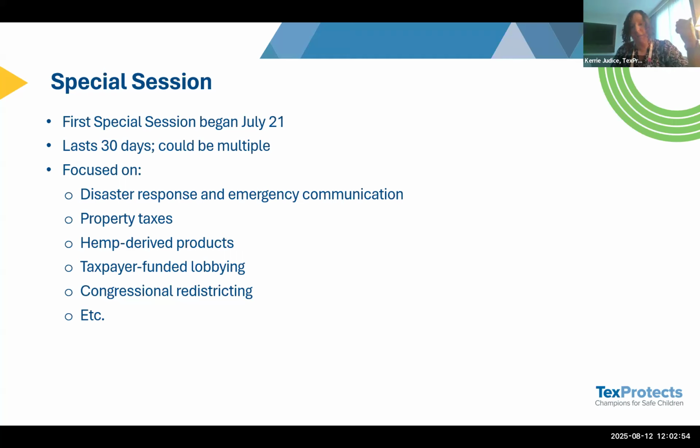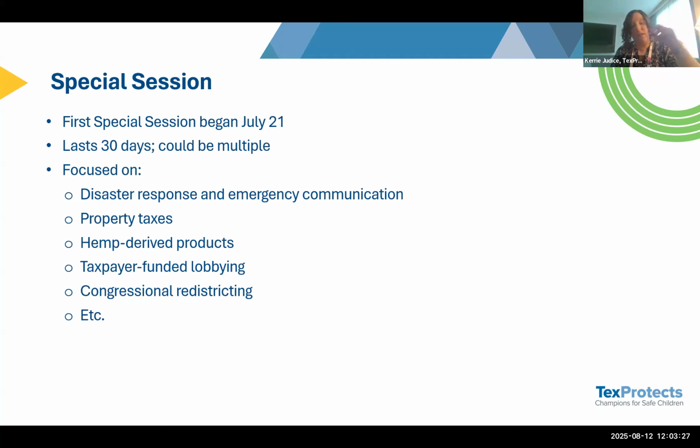They're also taking up property taxes. We know that the THC bill had been vetoed, so they're retaking that up. And then taxpayer funded lobbying. And then the big thing, like I said, if you open up your social media or turn on the news, you guys are hearing about the several Democrats that had left the state to break quorum, because part of what we have on this special session call is congressional redistricting.